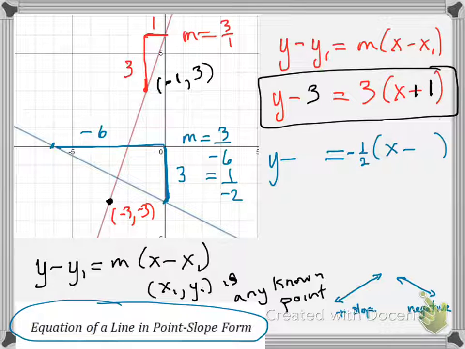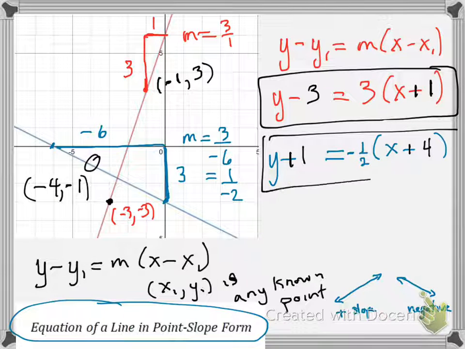Then I need some other point that I know. Any other point I know for sure. I'm going to take this one right here. That point is at negative 4 sideways and negative 1 down. Negative 4, negative 1. So my x is minus a negative 4 turns into plus 4, and minus a negative 1 turns into plus 1. There is my equation.